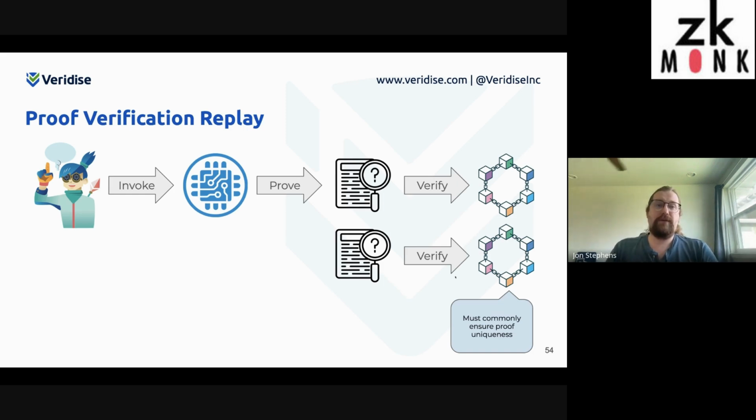However, if the blockchain is not properly performing nullifier checks, or does not properly compute nullifiers, it might be the case that someone else can take that proof and provide it to the blockchain again and perform an action that the user does not necessarily want to be performed.